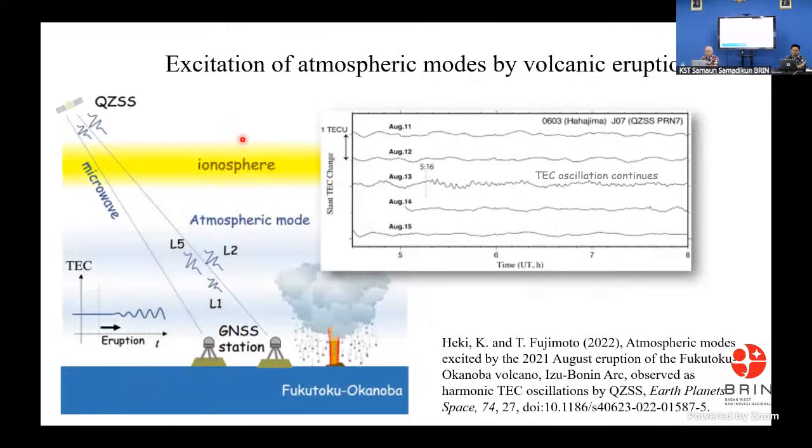Okay, let's see the example. This is an example of a submarine eruption of Fukutoku Okanoba. It's a very long, complicated name, but this is a very big eruption in Japan. It occurred on this day, and you see the TEC oscillation continuing for several hours only on this day, and not on the previous day, and not on the next day.